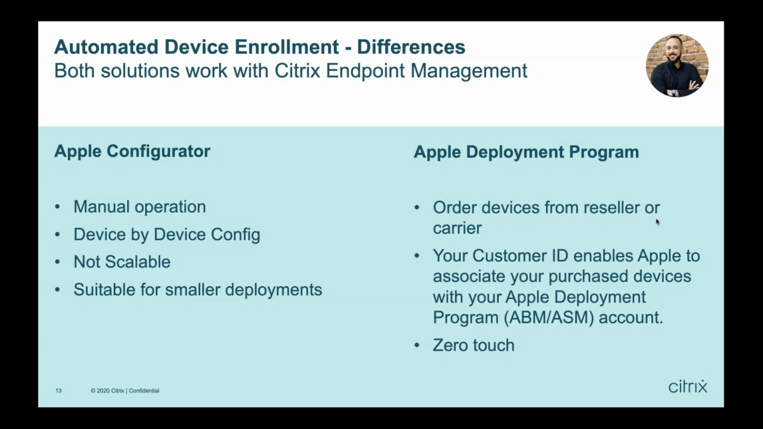However, it's suitable for smaller deployments. So if you've got only 5 or 6 devices that you're managing, you can absolutely use the Apple Configurator to really get the job done of what the Apple deployment program does at scale, right? So at scale, when we look at the Apple deployment program, you're going to order devices from your reseller, your carrier, your T-Mobiles, your Verizons, your AT&Ts of the world, right? Your customer ID, right, enables those Apple devices to associate with your environment or your purchase program, right? Your specific customer ID that you're going to obtain from the deployment program, whether it be school or business manager. And then of course, you have that zero touch enrollment, all right?